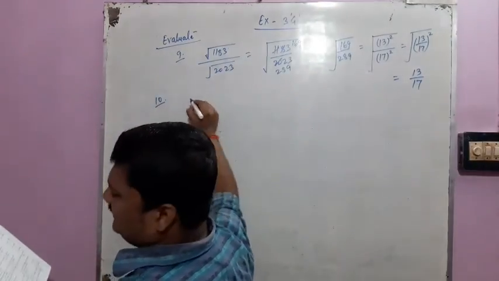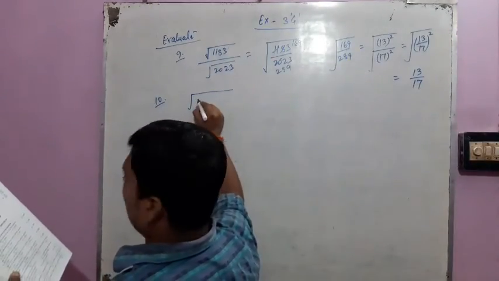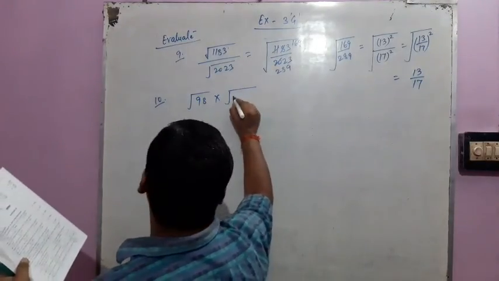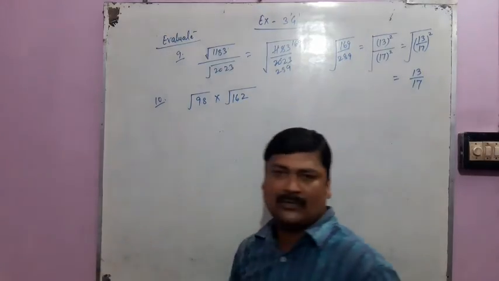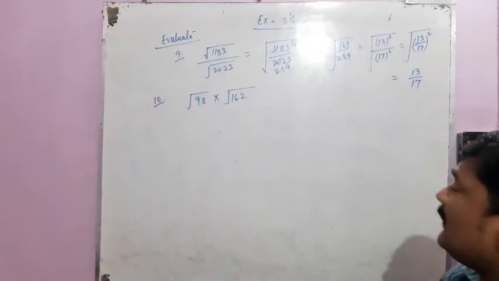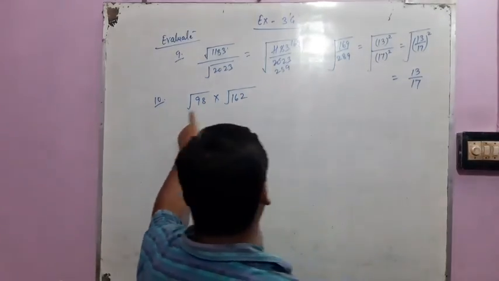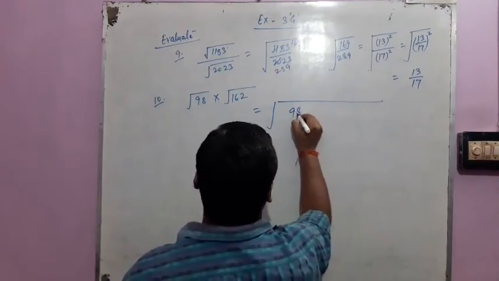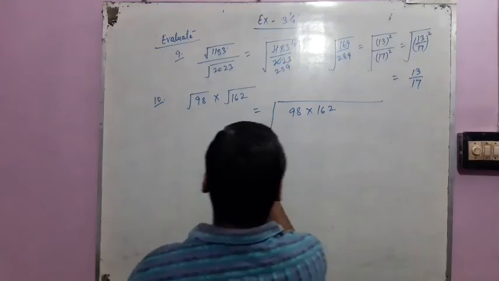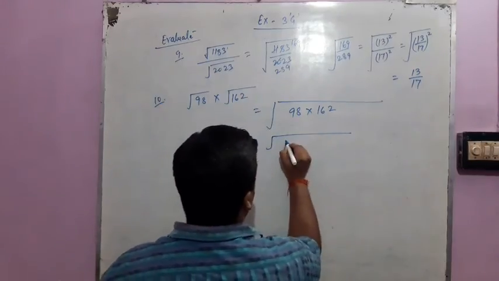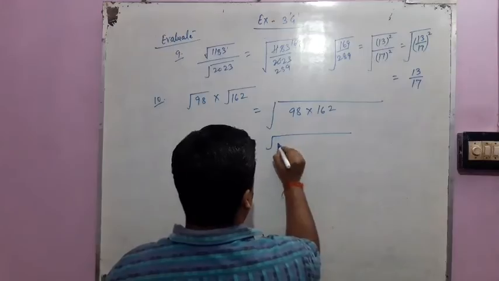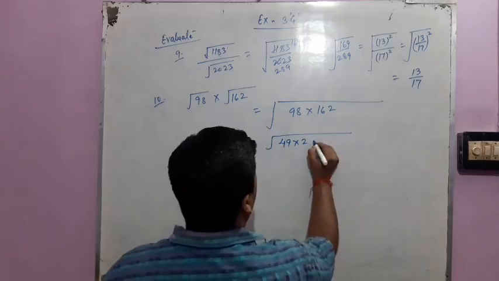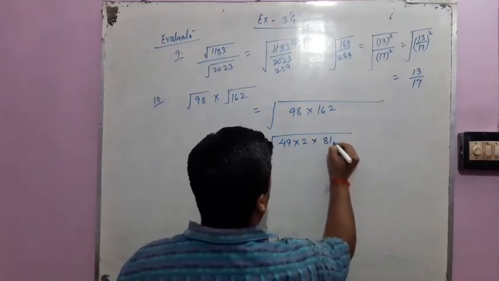In question number 10 it is given that you have to find the product of under square root 98 and under square root 162. Okay students? Now for solving it, both numbers having the same square root, so we can also multiply under the same square root both of the numbers 98 and 162. 98 we can also write in the form of 49 into 2 and 162 we can write in the form of 81 into 2.